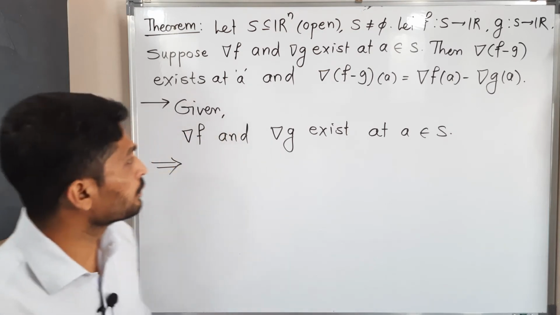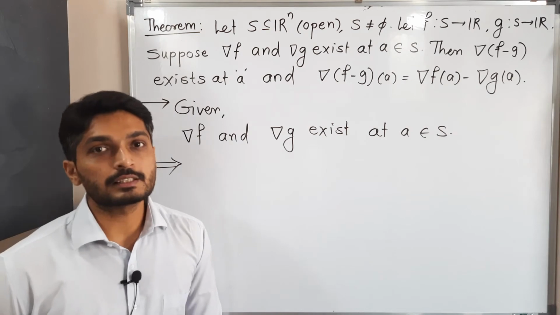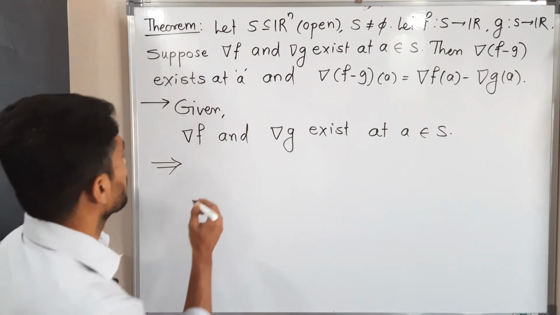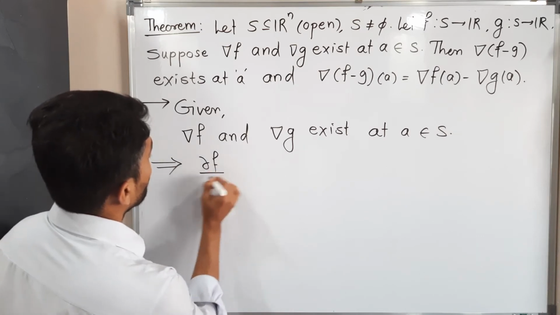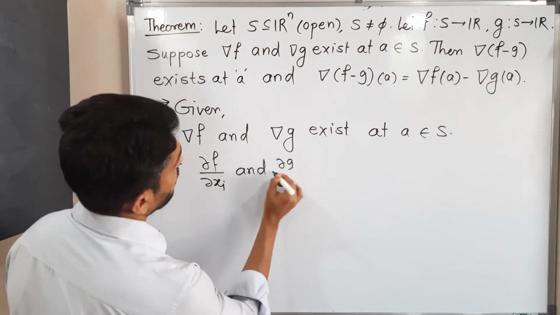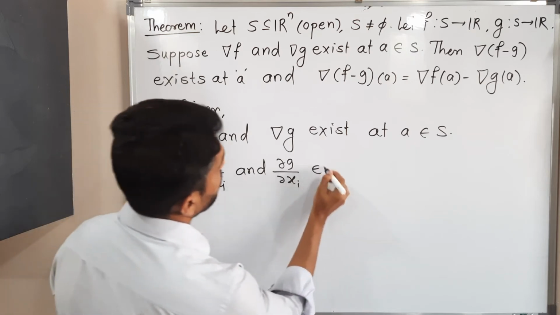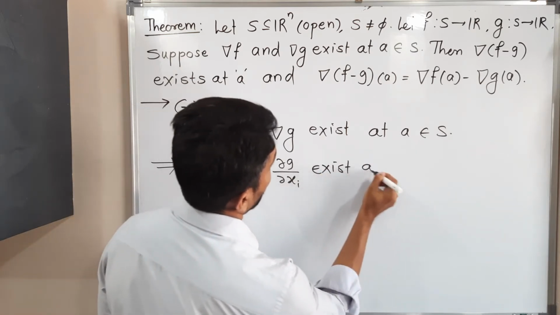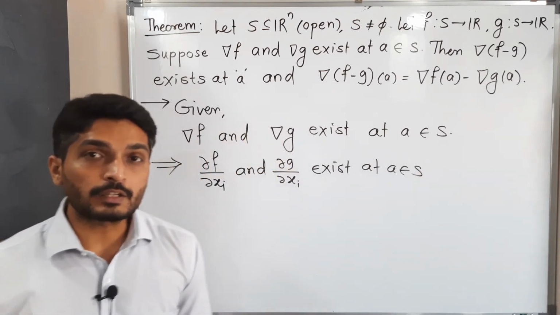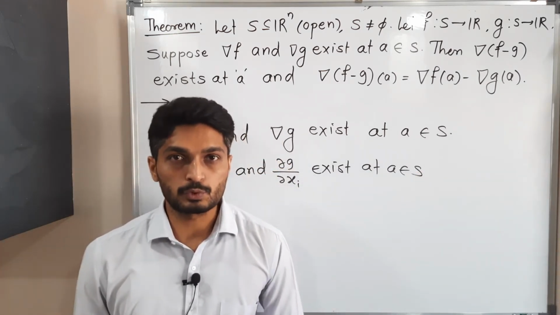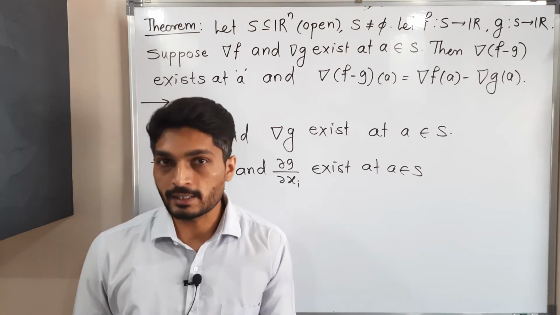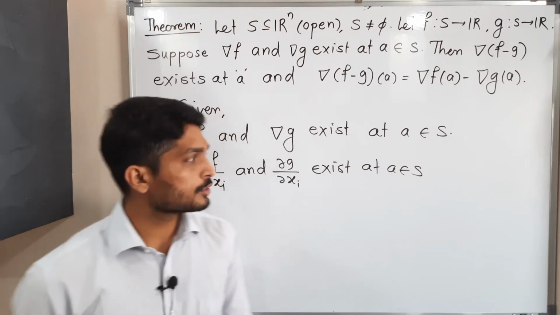See, what will we do? We will start with the given thing. The given thing is del f and del g exist at A. So therefore what can we write? Therefore ∂f/∂xi and ∂g/∂xi both exist at A belongs to S. So actually del f and del g we defined with the help of partial derivatives. So both exist. That means all partial derivatives of f and g exist at A.